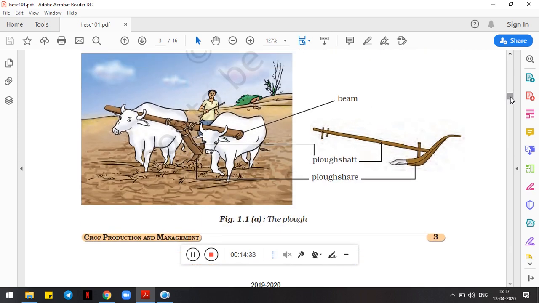So now next class, we will go ahead with the next procedure after plowing and sowing, manuring. We will learn about manure and fertilizer.